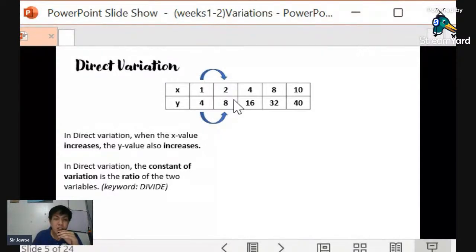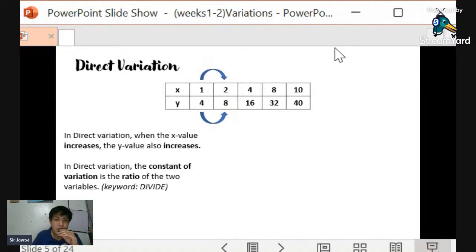Ngayon, pag constant, hindi nagbabago. Kapag dinivide natin to bawat isa, 4 divided by 1, 8 divided by 2, 16 divided by 4, so on and so forth, dapat pare-pareho yan ang kalalabasan. Okay? So kapag pareho yan ang kalalabasan, so that is the constant. At kapag pare-pareho yan, we can conclude 100% that this is direct variation.